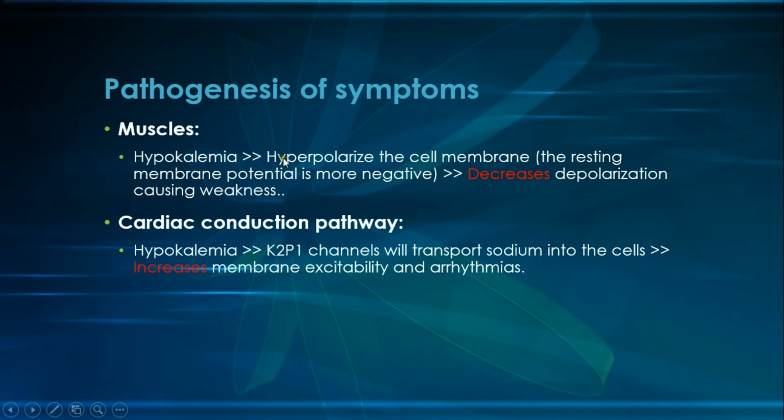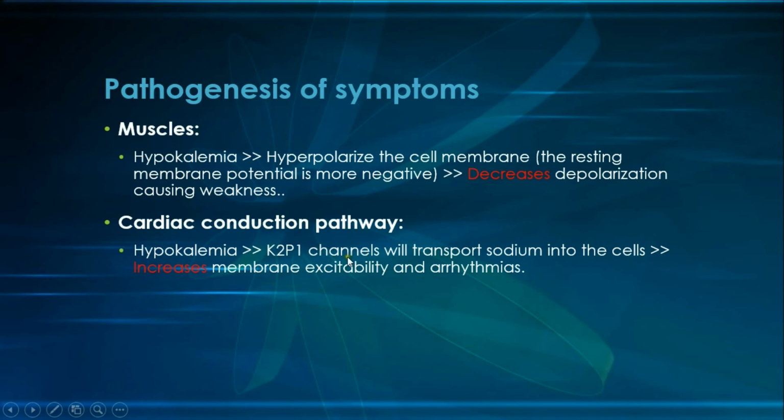And this results in hyperpolarization of the cell membrane, and therefore the resting membrane potential will be more negative, and this decreases the depolarization, causing weakness in the muscles. However, some parts of the cardiac conduction pathway, such as the Purkinje fibers, there are channels called K2P1 channels, which will start transporting sodium into the cell, causing depolarization.